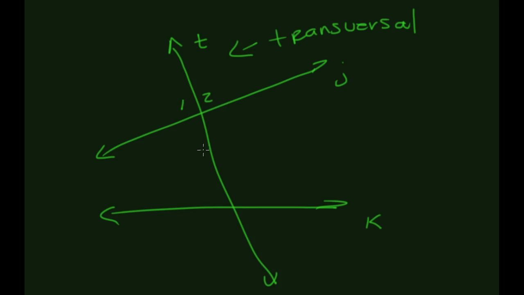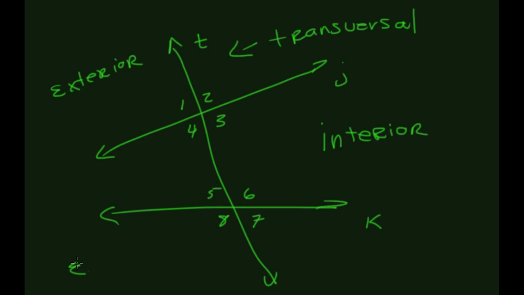Now we're going to number these angles 1, 2, 3, 4, 5, 6, 7, 8. If you think about what's going on here, the space between these two lines we call the interior, and the space outside we call the exterior. So this is exterior, this is exterior. Okay, so we're going to come up with a whole bunch of angle pairings.